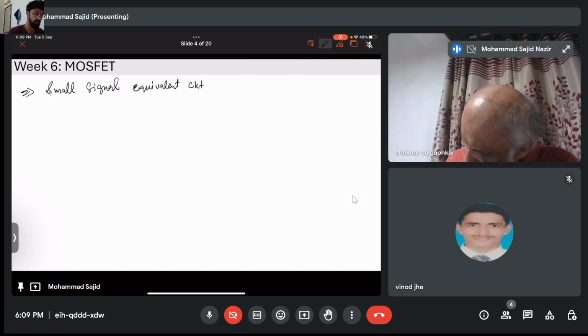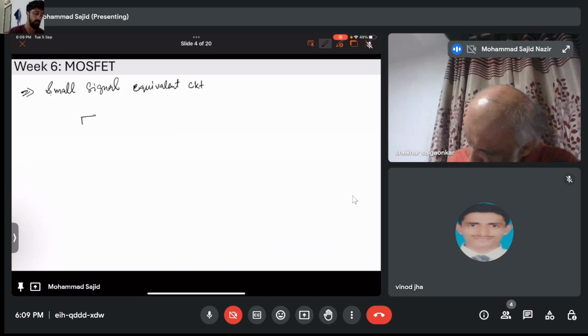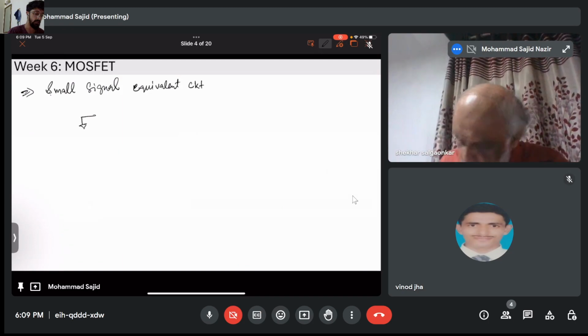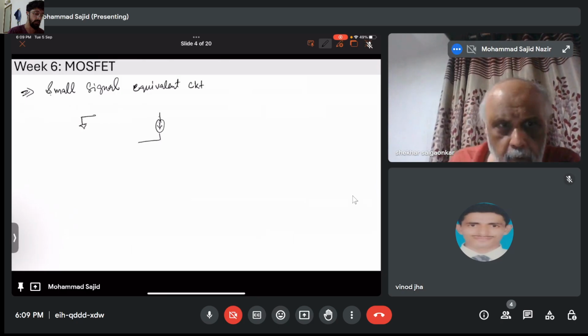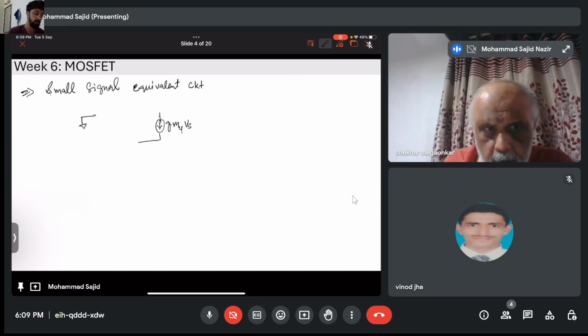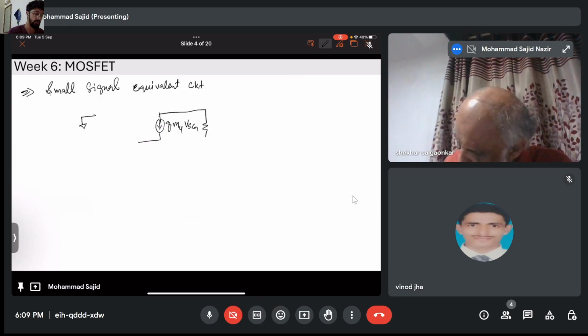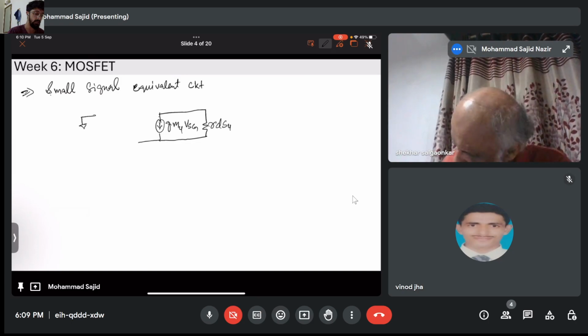So we have two PMOS. Let me just say this is gate, it is grounded. And then I have current from source to drain. That will be GM4 VSG, and this will be RDS4, and this will be grounded again.